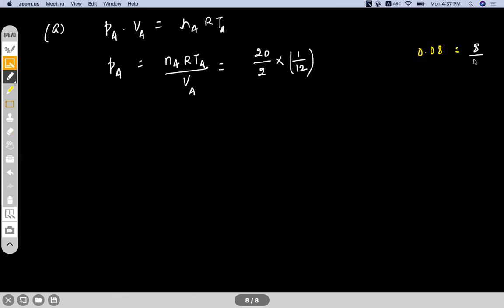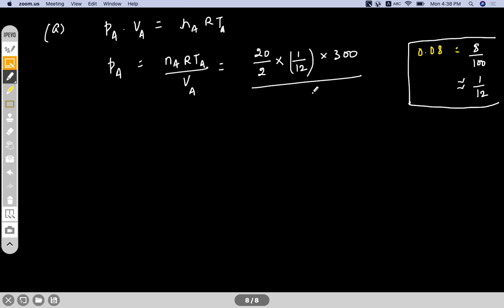It is 8 by 100, I am assuming, which is approximately, we can write 1 by 12. Okay, this approximation sometimes helps you a lot in solving questions, right? So here I am taking 1 by 12, especially in this kind of question, you must remember this. TA is 300 given, and volume is given in the question, that is 10 liter. Now, when you solve this, you will get 12 into 2, 24, 2 and 2 will get cancelled, 300 by 20. So we are getting 25 atmospheric, the pressure in the first bulb we have.